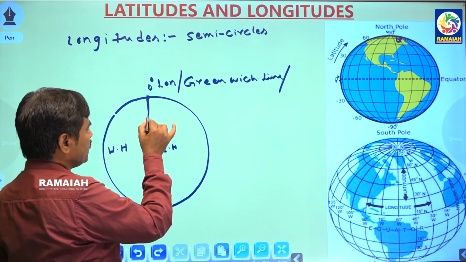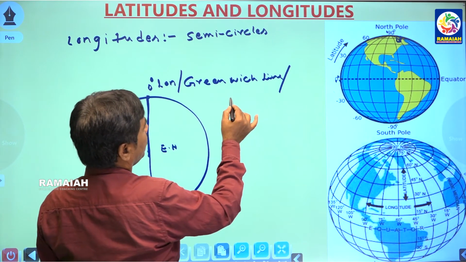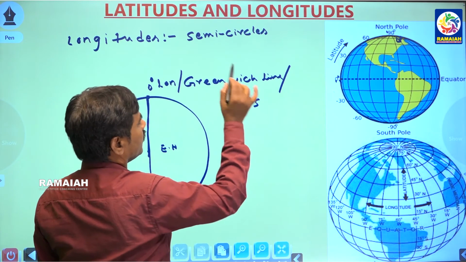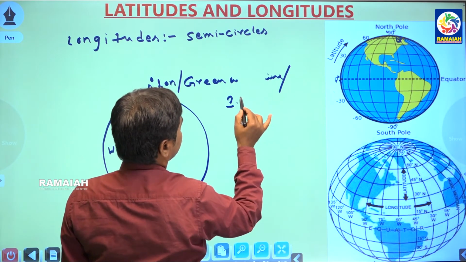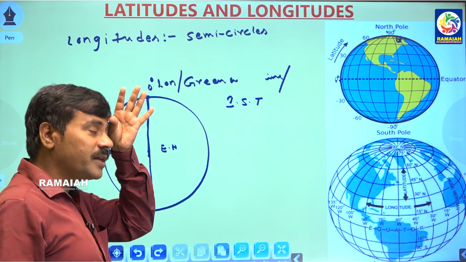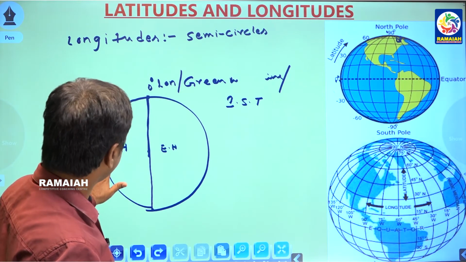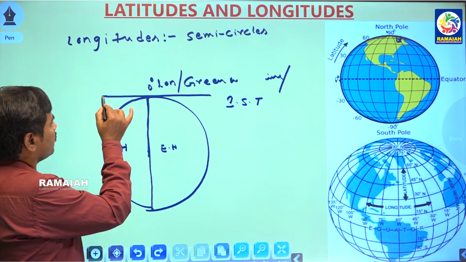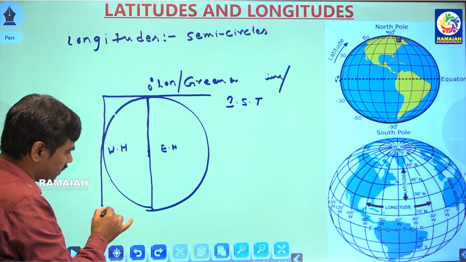On this Greenwich line, we are finding the international standard time. This is also calculated on the Earth's surface. Now you can see the Earth's surface, this is half of the Earth's surface. We are seeing it here like this.